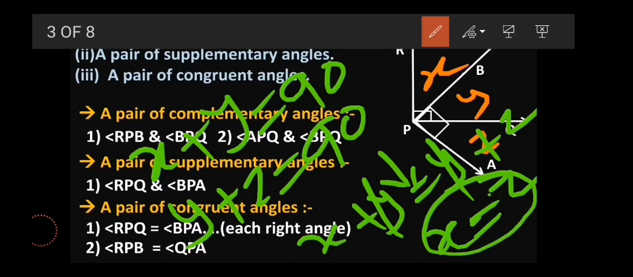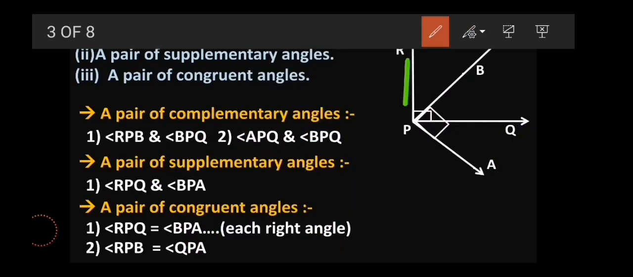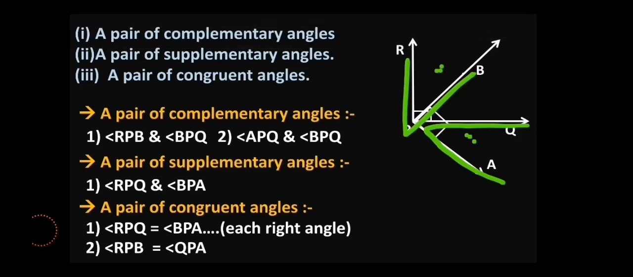So which is the X? That is RPB, right? And which is the Z? That is QPA, and that is why these two angles are equal to each other. I hope I made it very clear to you.